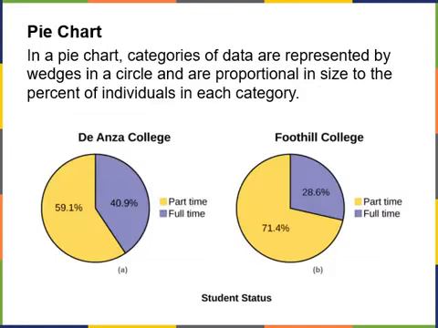Here's a pie chart. You'll see that I have 2 colleges represented here, and 2 categories of data in this example. So in a pie chart, categories of data are represented by wedges in a circle, and they're proportional in size to the percent of individuals in each category. What you'll see here by looking at a pie chart is it's very easy to tell, looking at De Anza College, that over half of the students there are part-time. And at Foothill College, almost 3/4 of the students are part-time.